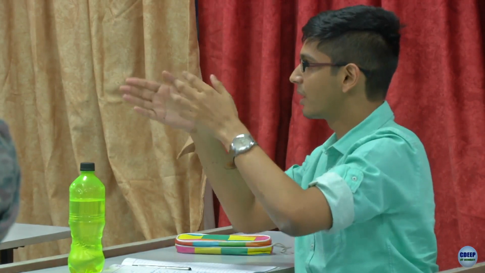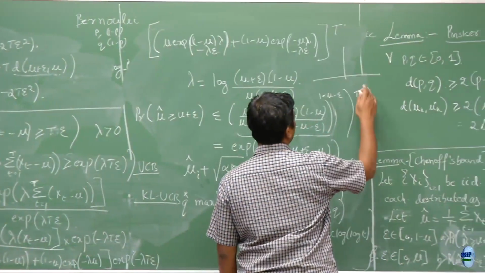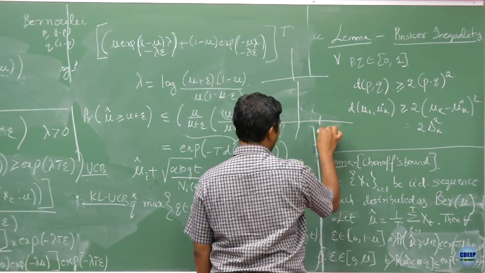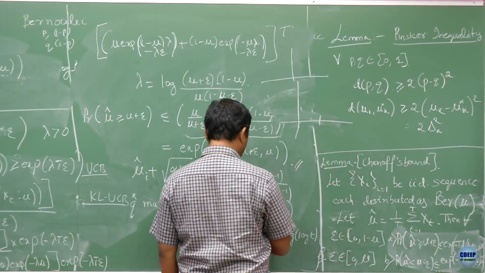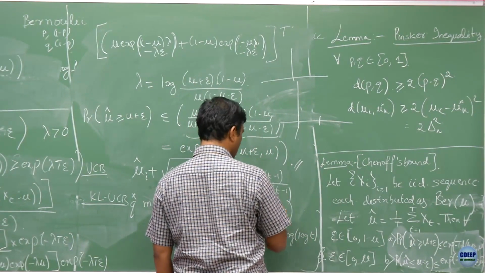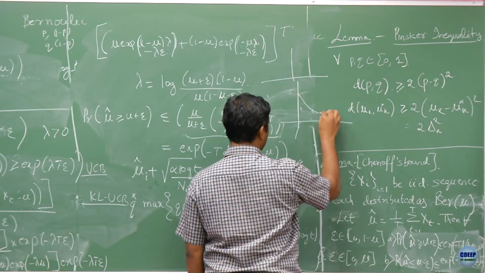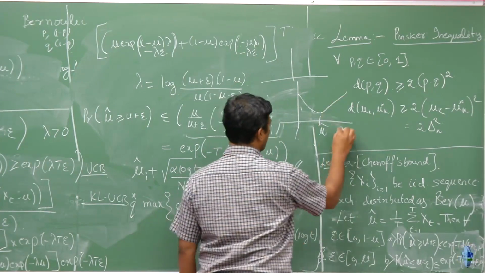Yes. On the other side. Right, right. That could possibly happen, right? So what he's saying is, let's say this is my ratio. Let me call this simply mu hat, mu I hat at that time. So I will have something like this as q goes.